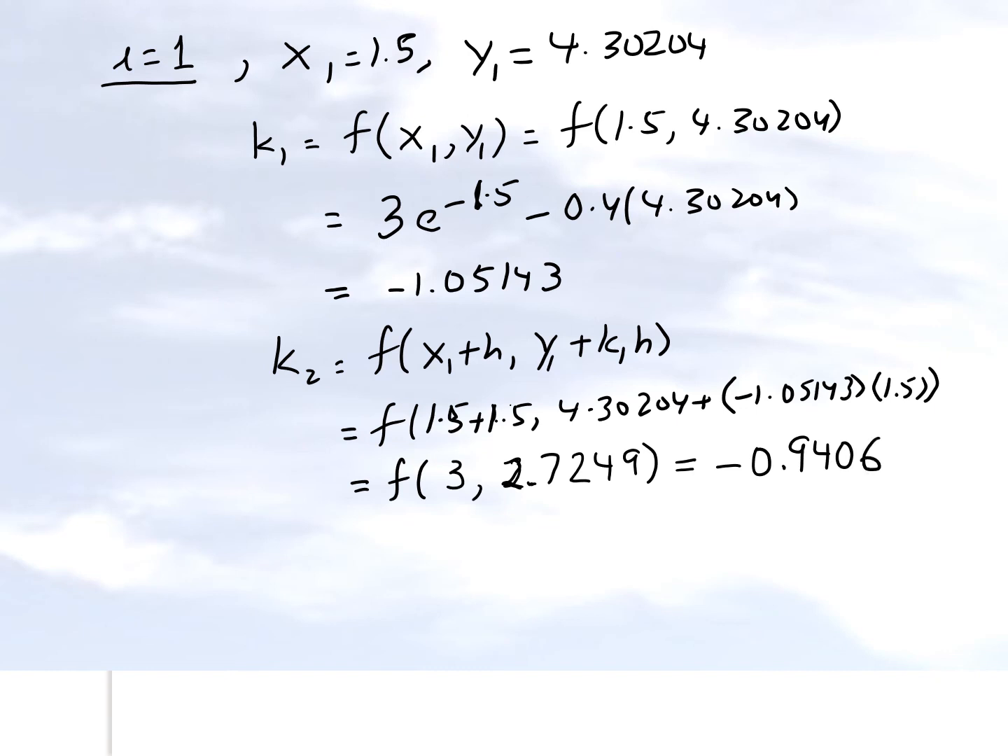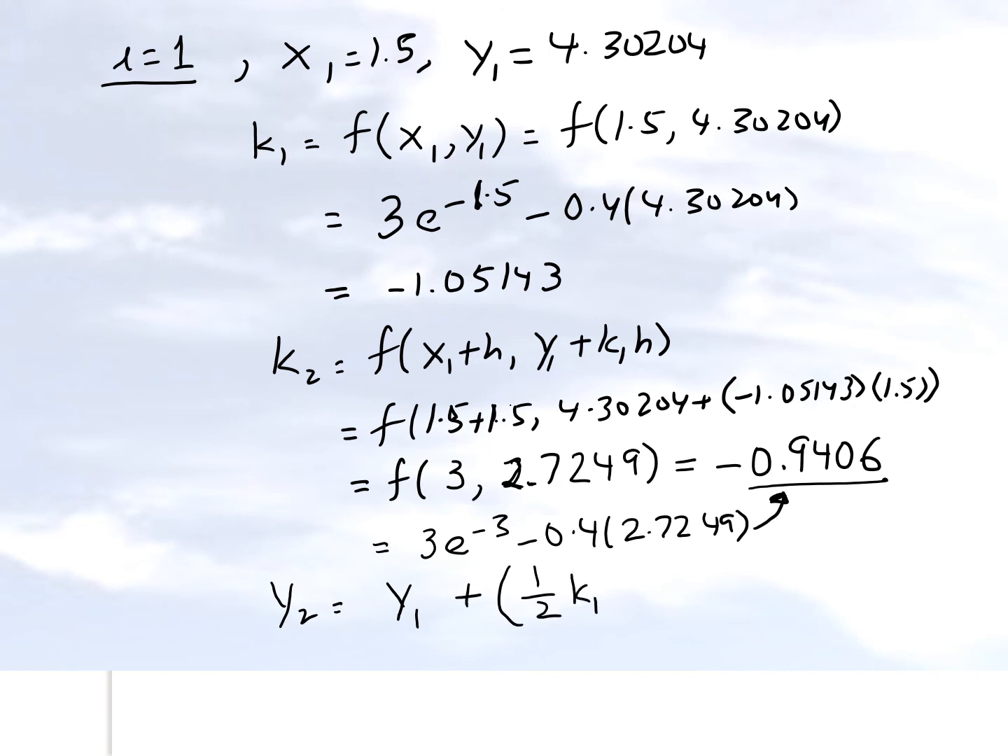Of course, this 0.9406 basically comes from 3e to the power minus 3, minus 0.4 times 2.7249. That's how we get this value here. So now we have the values of k1 and k2, so we can find y2 as y1 plus 1 half k1 plus 1 half k2 times h. So we substitute these values and let's see what we get.